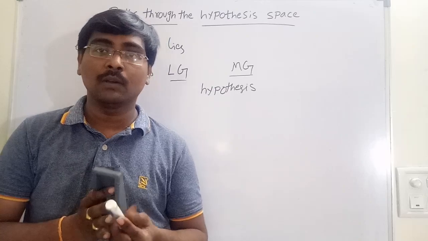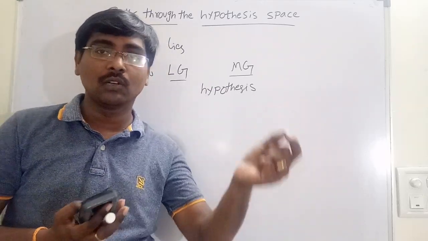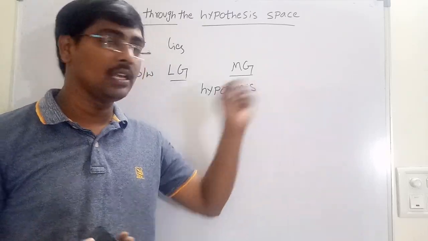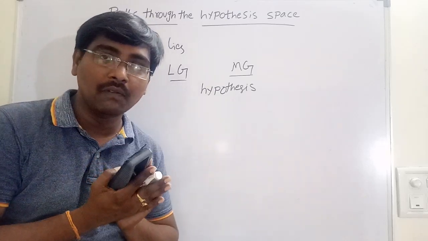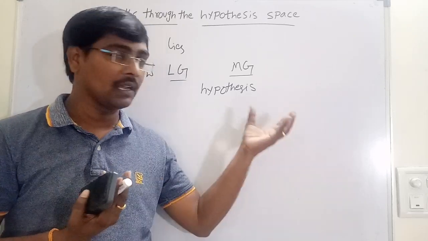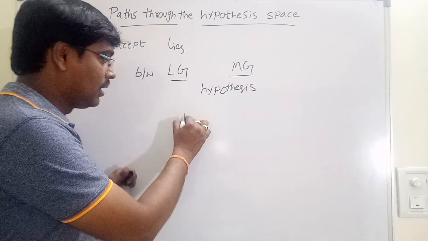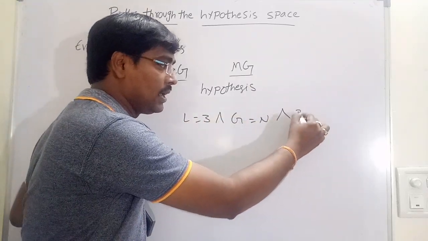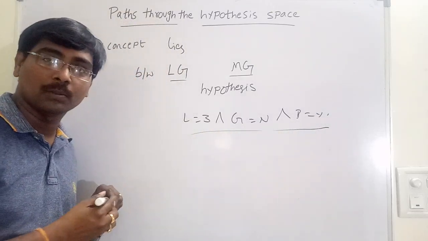Here, general means from the given literals. For example, length is equal to 3, back is equal to s, gills is equal to no, teeth is equal to some few. These are some of the literals. From the given literals, we are constructing conjunctive forms. For example, length is equal to 3 and gills is equal to no and back is equal to s.